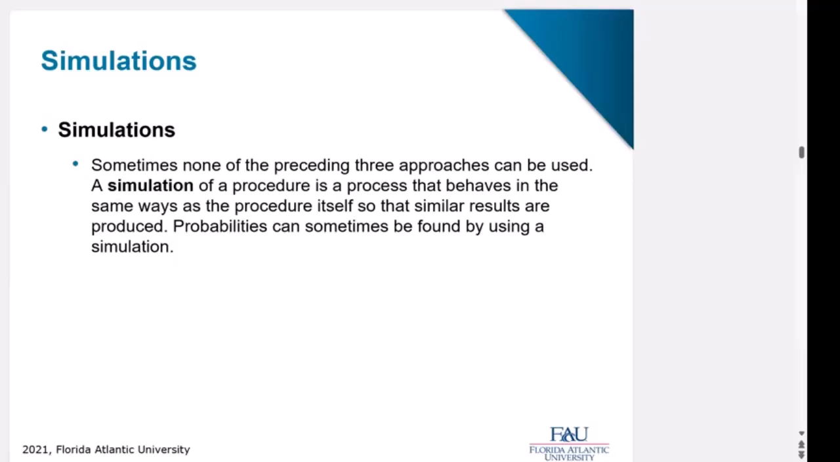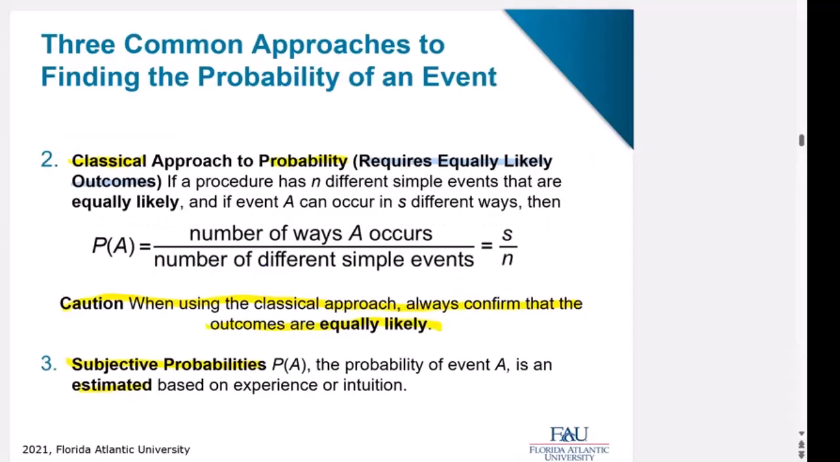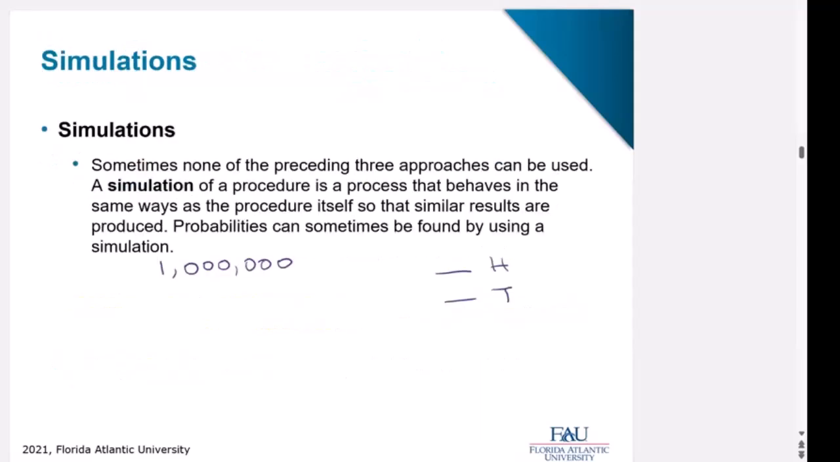But what if I want to know, if I were to flip a coin 1 million times, how many heads and how many tails? Now, with our intuition, that's called subjective probability. Our intuition says we would have 500,000 heads, 500,000 tails, but we don't know. We want to simulate it.